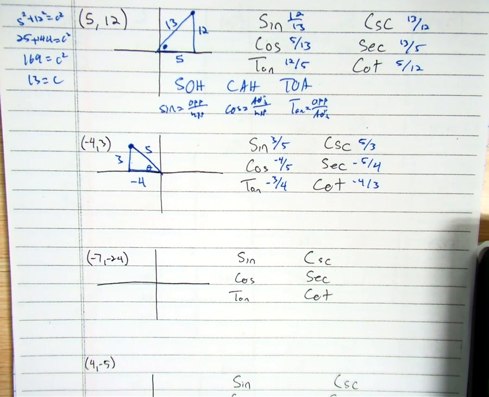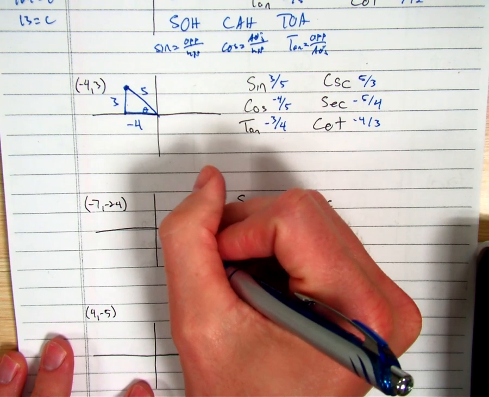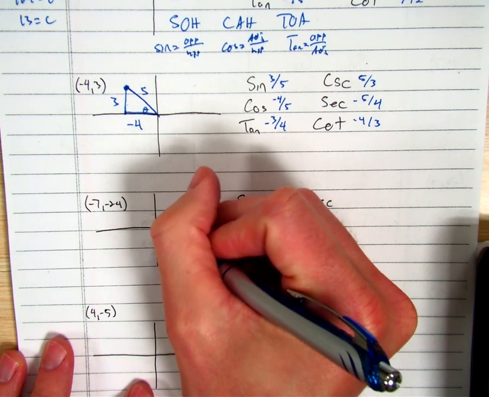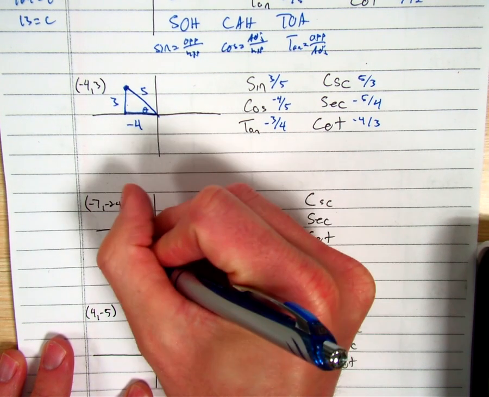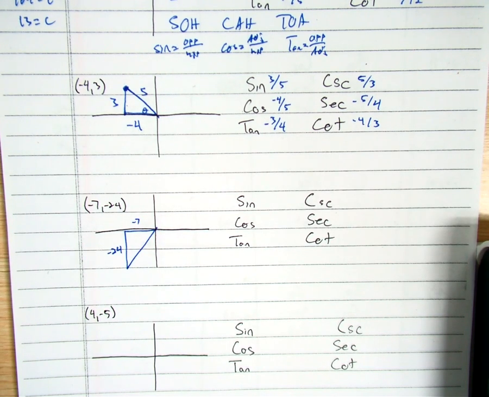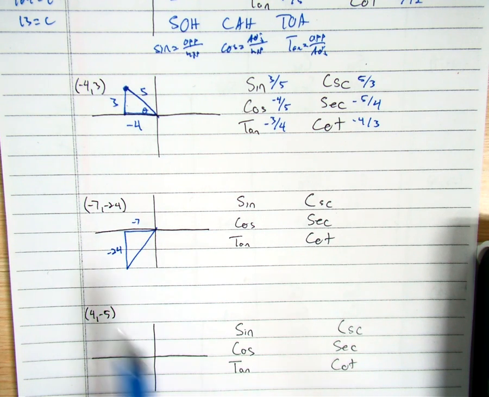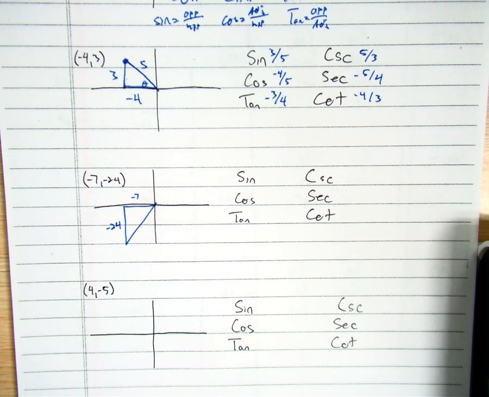Let's have you try this one completely on your own. -7, -24, boom, boom. Usually if you're talking story problems and stuff, you're not going to put negatives on the sides of a triangle. But just for this, I like to do it so I don't make silly mistakes over here. I'll get you that far. The rest is on you. Ready, set, go.